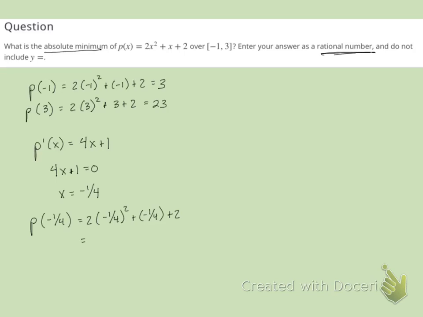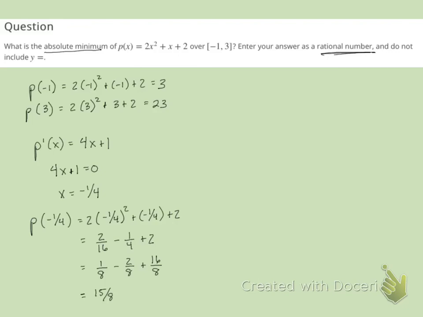-1/4 squared is a positive 1/16. So I'll have 2 over 16 minus 1 over 4 plus 2. Or I'm going to make everything in terms of eighths. So I'll have 1/8 minus 2/8 plus 16/8, finding a common denominator with everything, which will give me 15/8. And this is 1.875, which is smaller than 3.